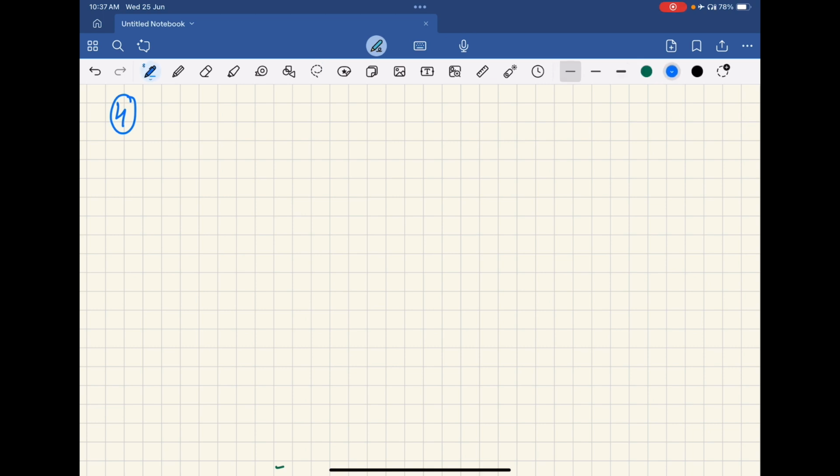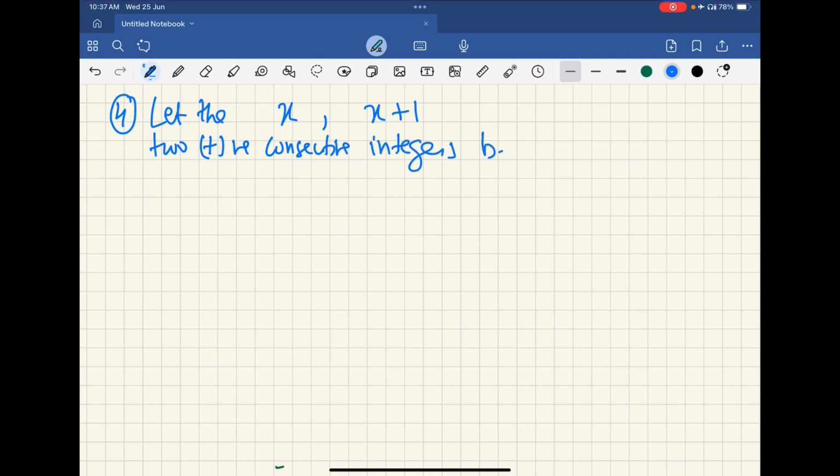Okay, so now let us say अगर number एक integer x है तो accordingly the next integer would be x plus 1. So we will say let the two positive consecutive integers be x and x plus 1. Okay, students, x minus 1 and x भी consecutive positive integers हैं. उस तरीके से भी हम solve कर सकते हैं, but for now we are doing this.